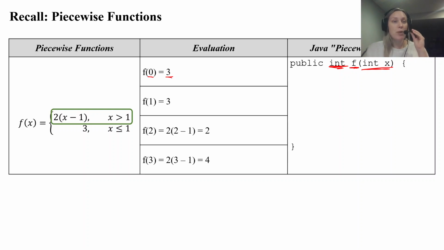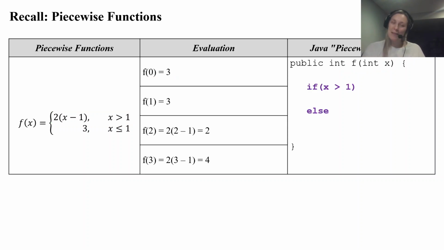Now, how do we code a piecewise? Well, the piecewise asks a question first. Is x greater than 1, or is x less than or equal to 1? And you evaluate based on the answer to that question. And how do we ask questions in Java? With an if statement, or in this case, an if-else statement. So we have two options. Is x greater than 1? Else x would be less than or equal to 1. So this if-else statement covers all values of x.